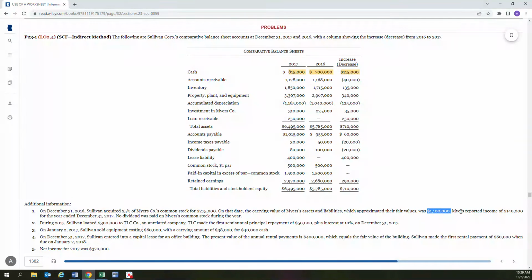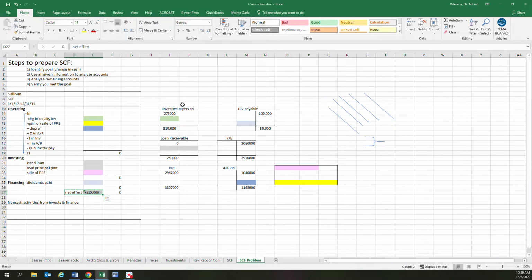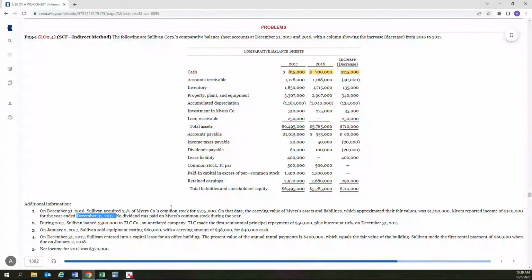But what is relevant is that Myers reported income of $140,000 for the year ended 12/31/17. That's important to us because if we use the equity method, we have to incorporate 25% of that. So I'm going to go into my accounts here, and if you notice, I created a T account for investment Myers Company, and the reason I created that account is because they gave us that information. So they're saying that we started at 275 and ended at 310 with that account, and you can look at that by just looking at the investment in Myers. So I'm looking at this information right here.